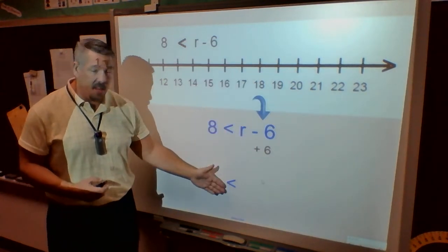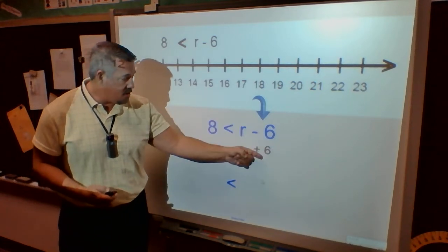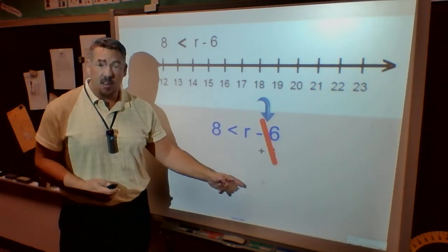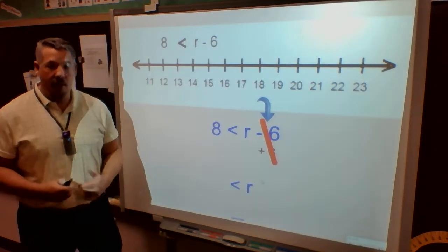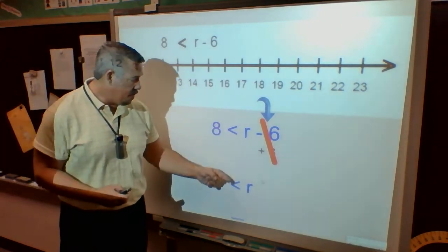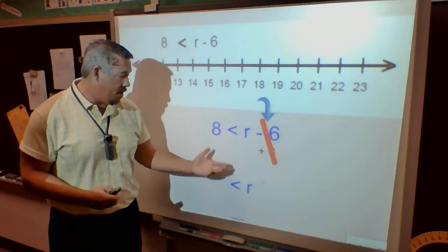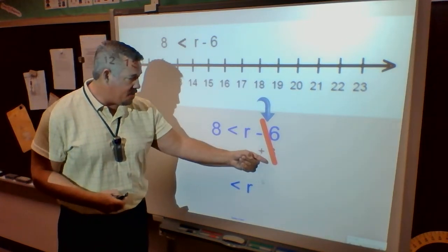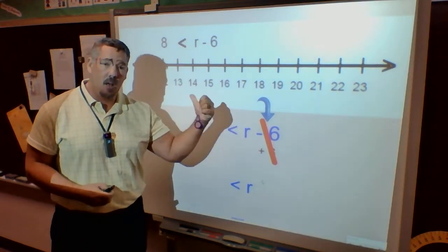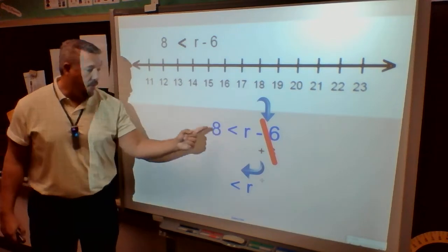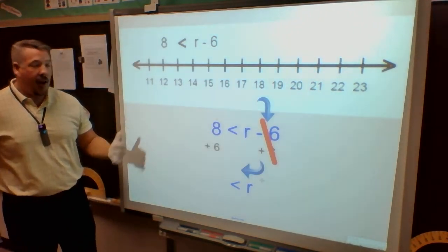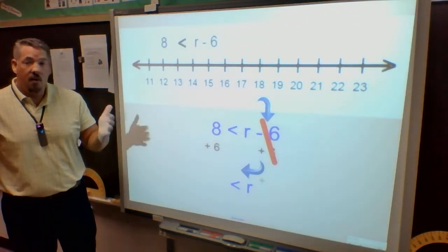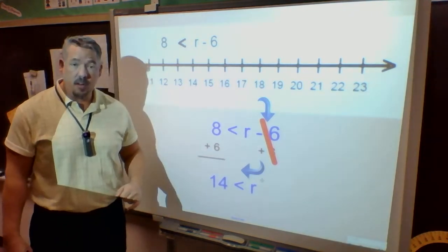So I know I'm going to have to keep my symbol, and once they're canceled out, that allows me to have R down here by itself. So my symbol's staying the same, and my R is still greater than something. I did my opposite function, now I do it on the opposite side. So I have to come over here and add 6. And when I add 8 and 6, first grade math, I get 14.